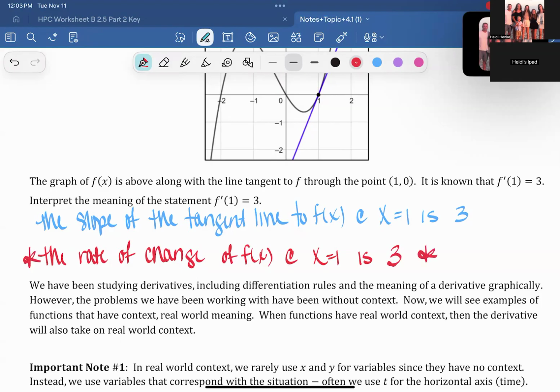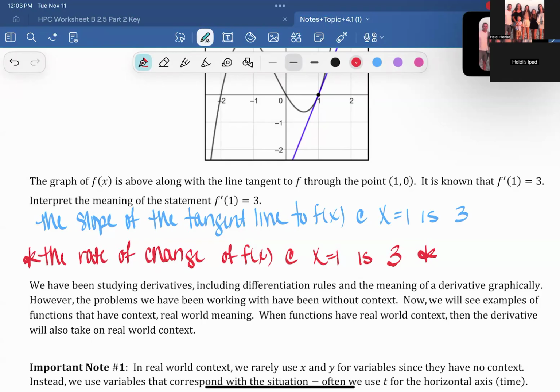We're going to be talking about derivatives being rates of change, as opposed to it just being the slope of the tangent line. Slope of the tangent line is a little bit more in regards to a graph. But we're going to be talking about real world situations in which we're going to refer to the derivative as the rate of change of our function. Rate of change, slope of the tangent line, derivative, all the same thing. They all mean the same thing.